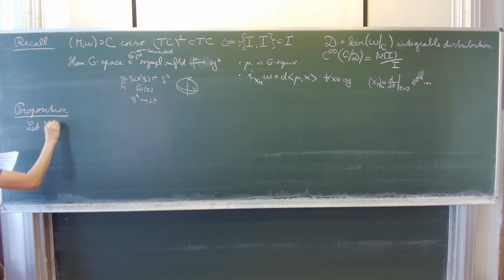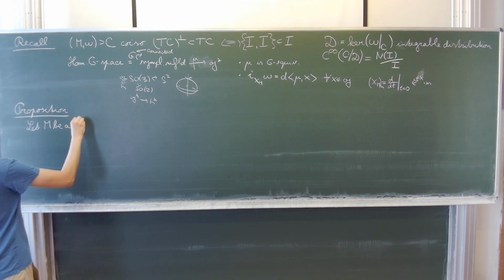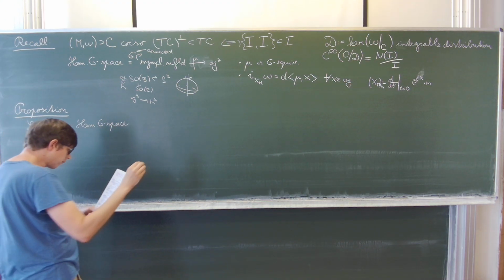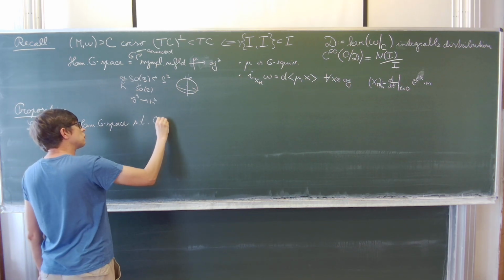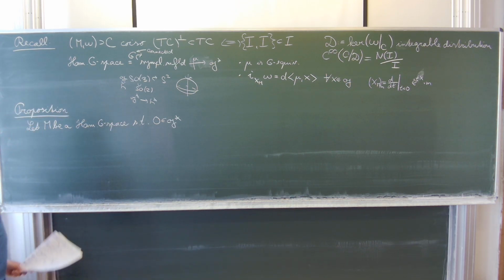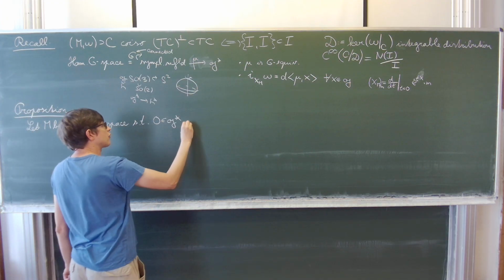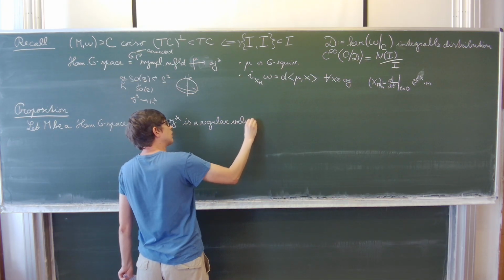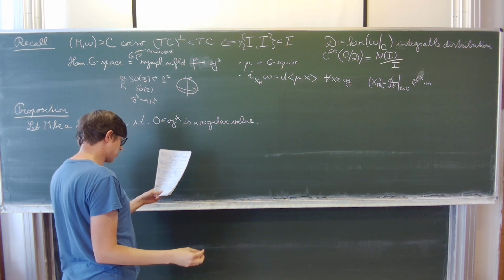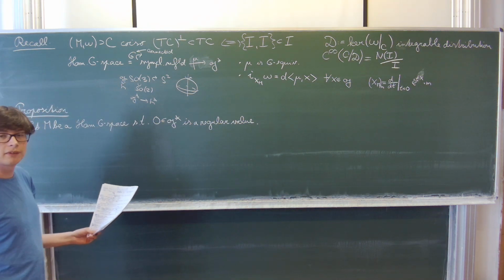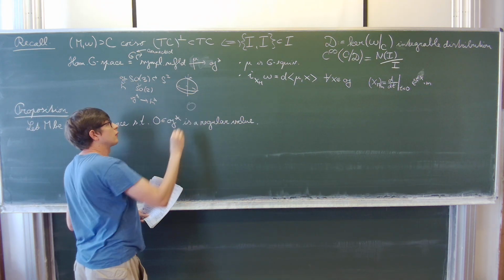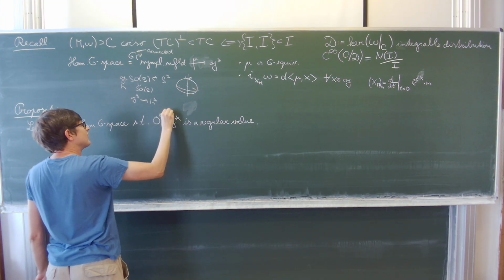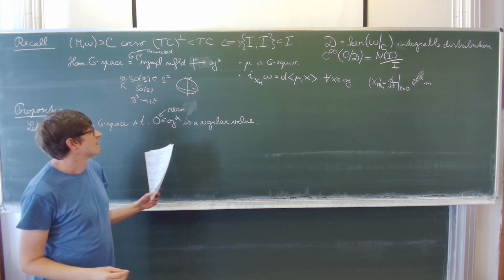Let M be a Hamiltonian G-space. And I will assume that 0, which is inside the target of this moment map, is a regular value. Okay, I will comment on what that means at the end. Is that O or 0? That's 0. I try to write it more perfectly. So 0 is regular.